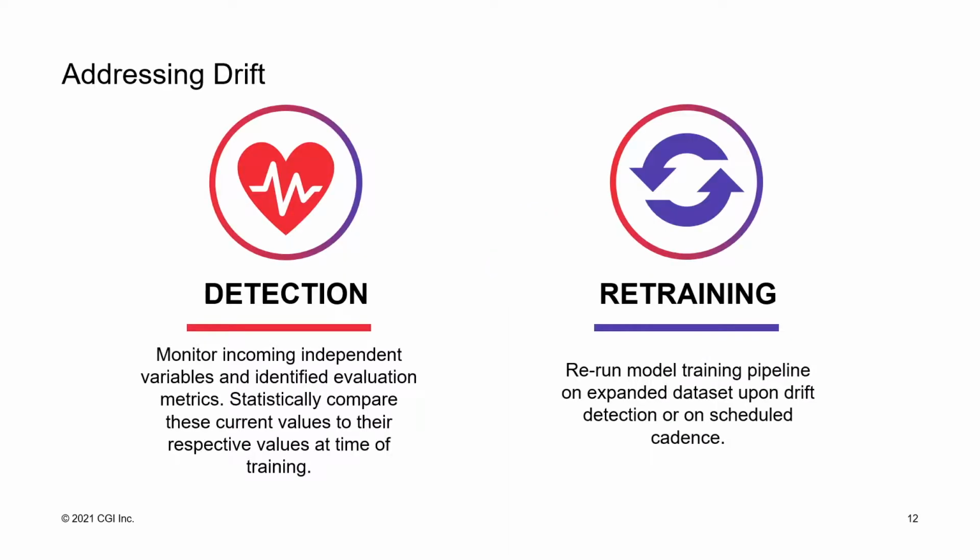The longevity and maintenance portion of MLOps can help remedy this decrease in model performance by first detecting model drift at the source, by using monitoring for incoming independent feature variables and model evaluation metrics. And then by retraining machine learning models via our automated model training pipelines and incorporating the new data we've seen.